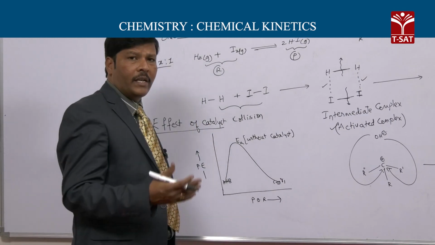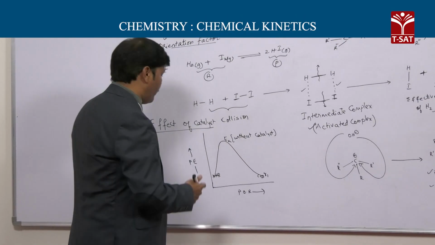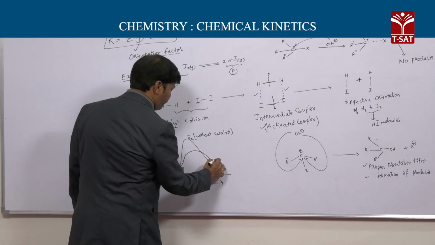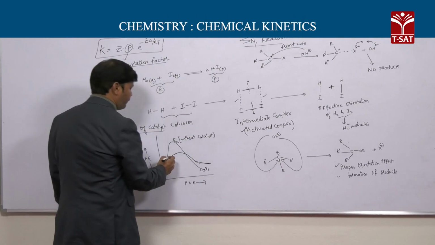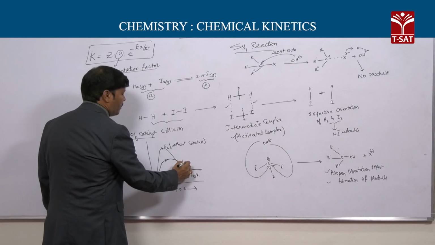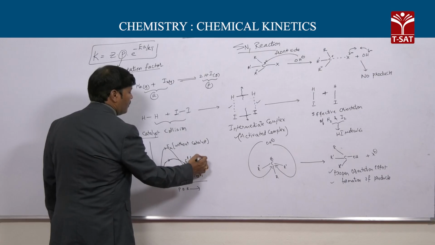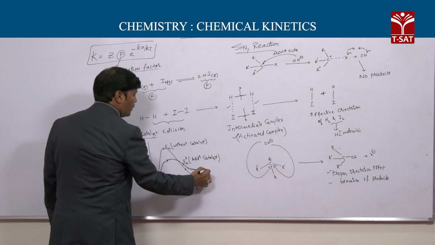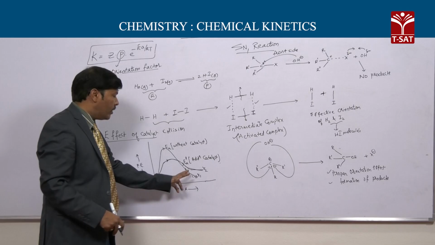Now, once you add the catalyst, you find that there is a change in the path of the reaction coordinate. It describes a new path by lowering the activation energy. This is the new path which is described after the addition of catalyst. So, this is EA dash, this is after addition of catalyst. This is R2.